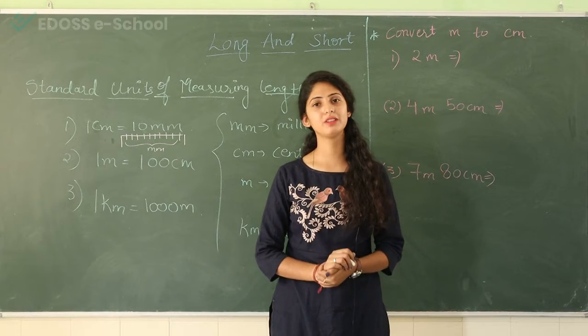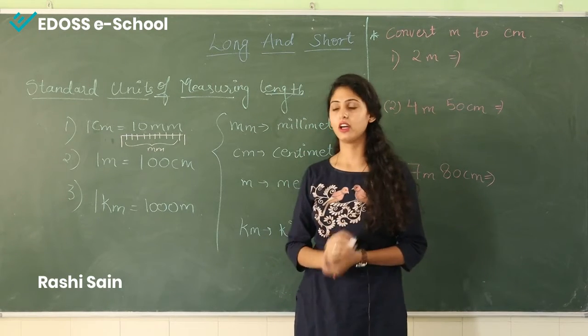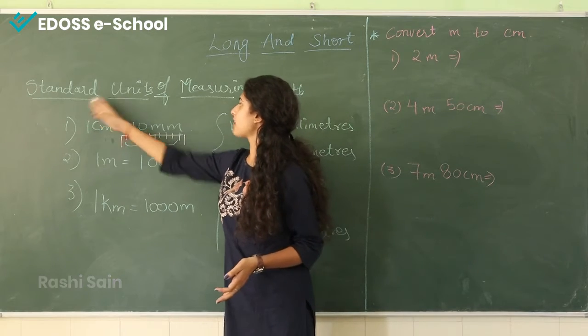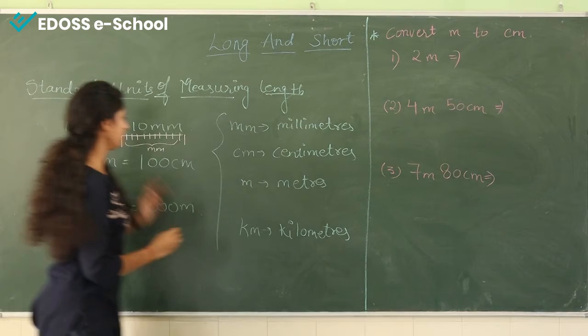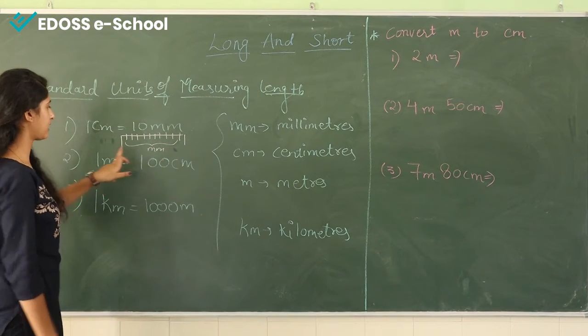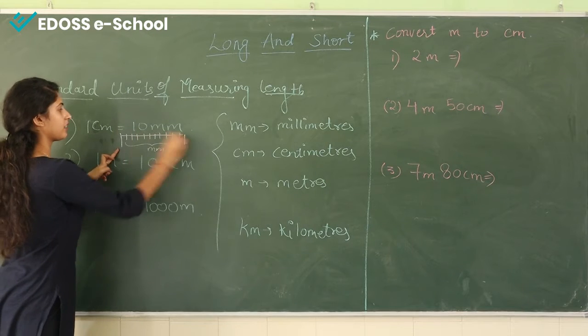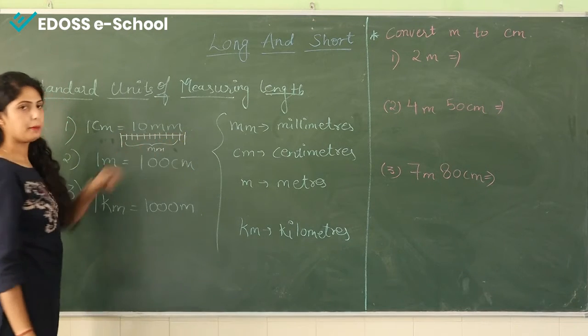Hello students, today we'll start a new chapter of class 4, that is long and short. So here are some standard units of measuring length. First is 1 centimeter. 1 centimeter is equal to 10 millimeters. That is, on a scale you have seen that some lines are between centimeters. So these lines are called millimeters.